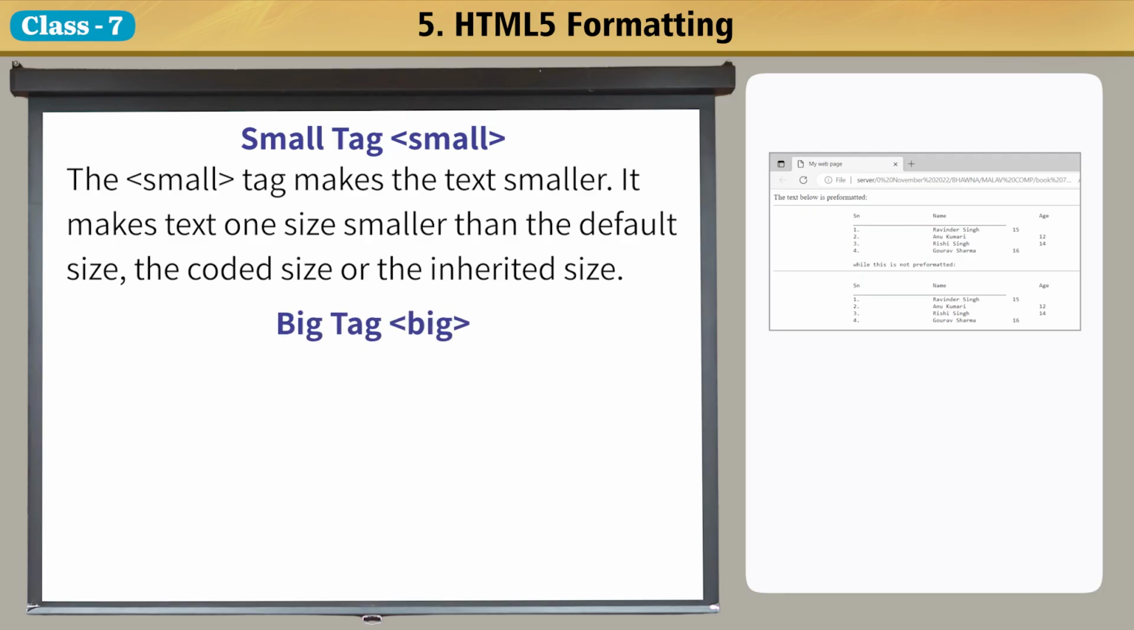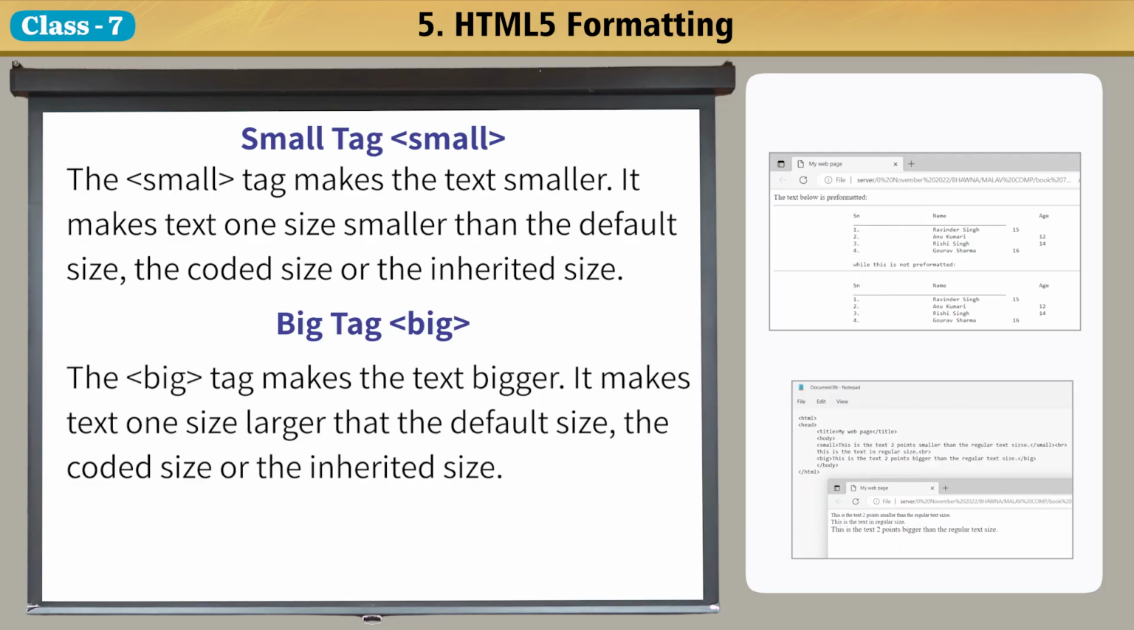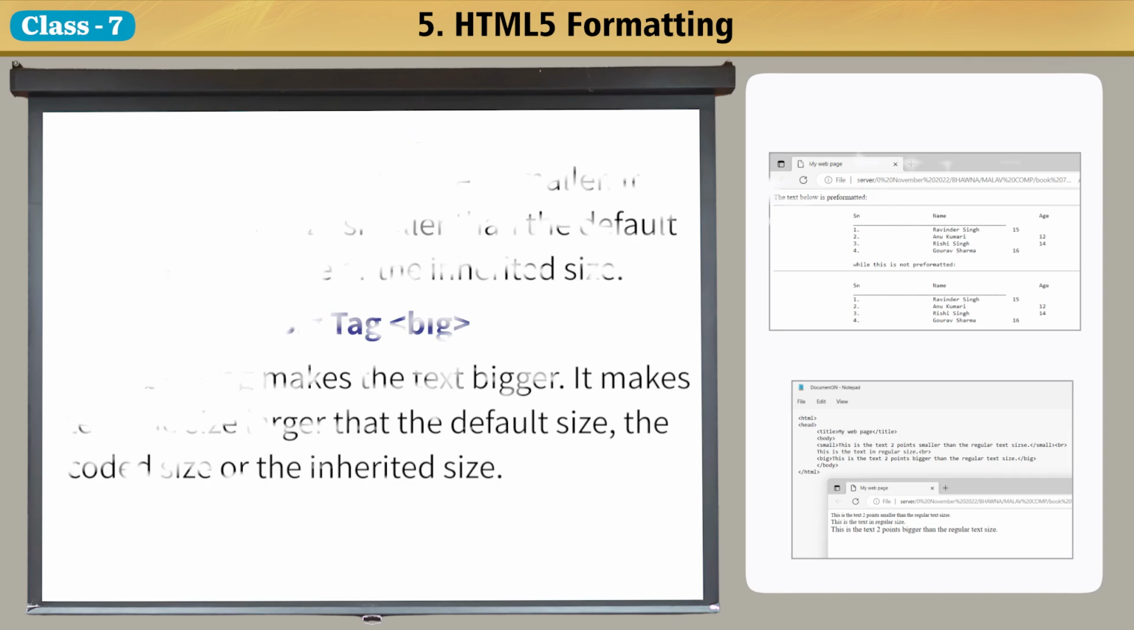Big tag. The big tag makes the text bigger. It makes text one size larger than the default size, the coded size or the inherited size.